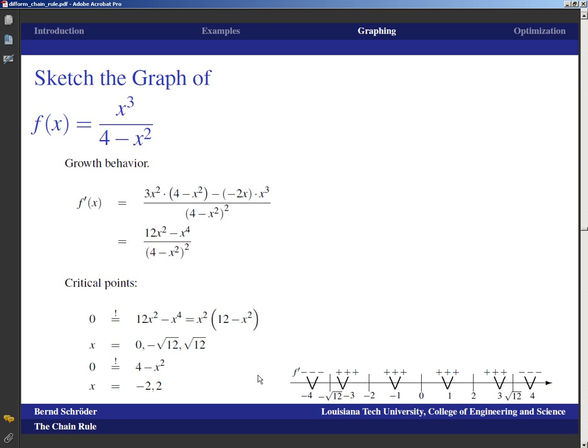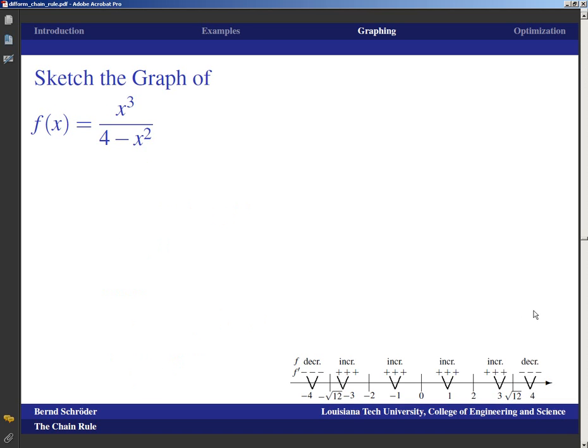Remember, the important thing is to get this right. That's the most impressive part. Doing something very quickly and with very few steps and wrong, that's not impressive at all. Okay, so this translates into the function being decreasing, increasing, increasing, increasing, increasing, and decreasing on the respective intervals. And that does it for the discussion of the growth behavior.